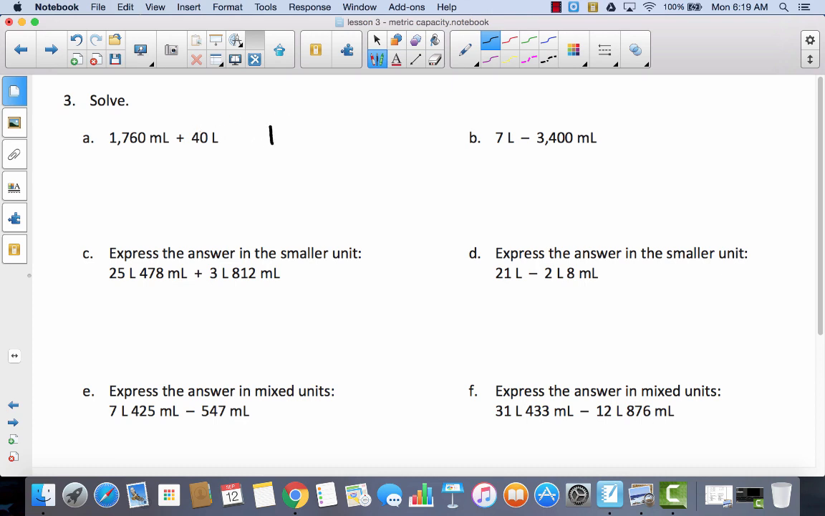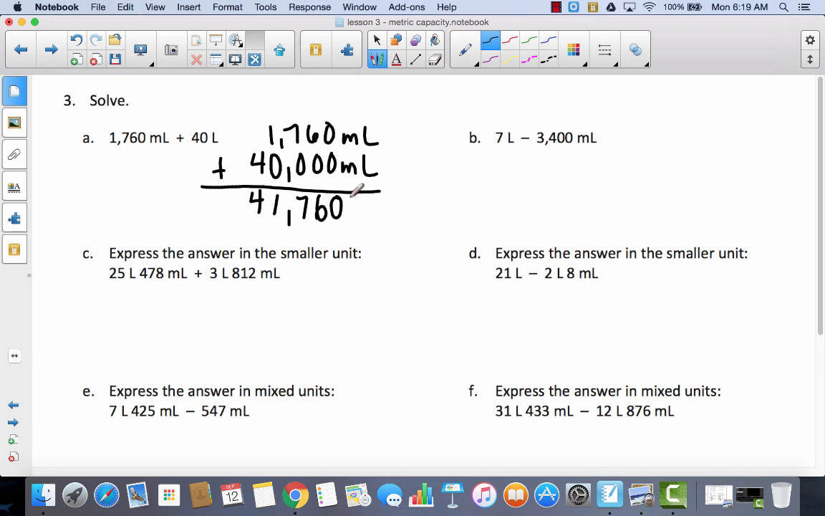So I'm going to have 1,760 milliliters. And then I'm going to take the 40 liters and convert that to 40,000 milliliters. And then I'm going to use the addition algorithm and I'm going to add. So because this is pretty quick, we'll just go ahead and do it together. There's no bundling or regrouping here. So that gives me 41,760 milliliters or 41 liters, 760 milliliters.